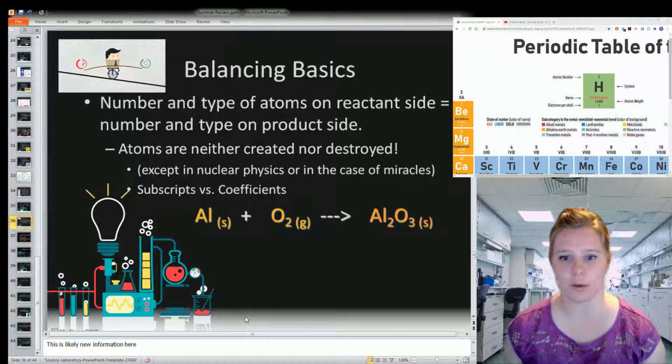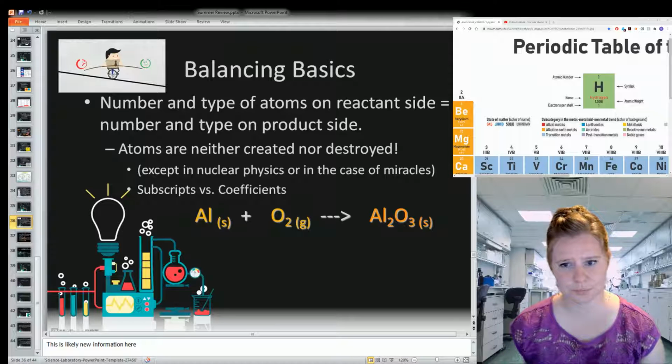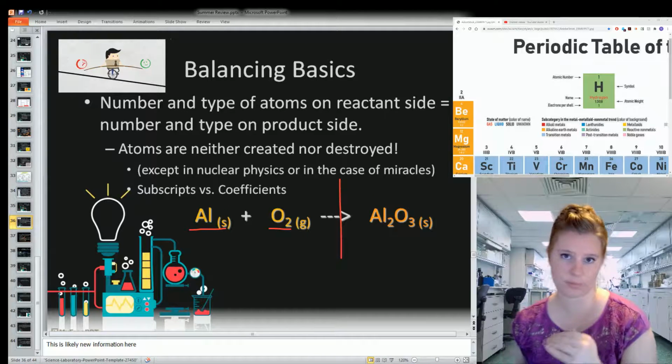So if I have this equation right here, and I have aluminum plus oxygen gives aluminum oxide, then you need to make sure that the number of atoms over here equals the number of atoms over here. And the division is that arrow, okay?